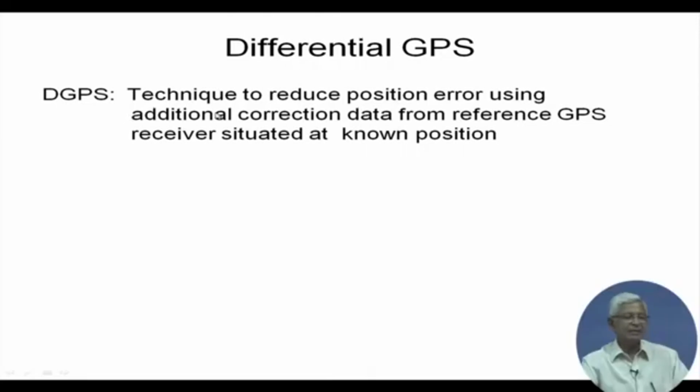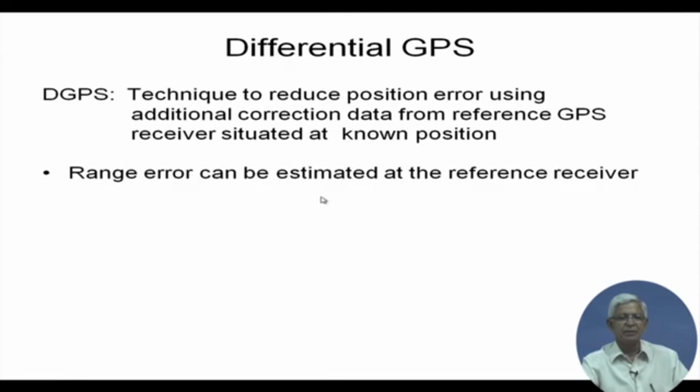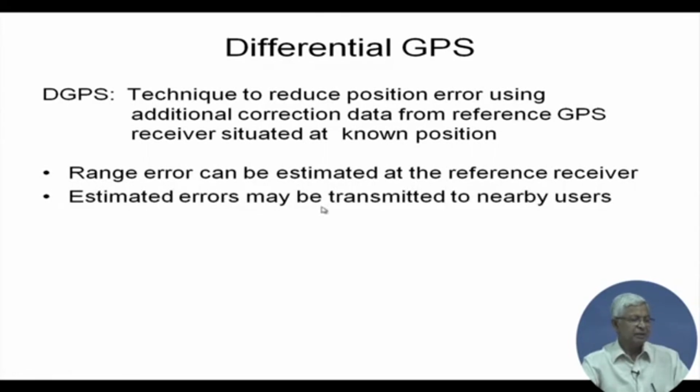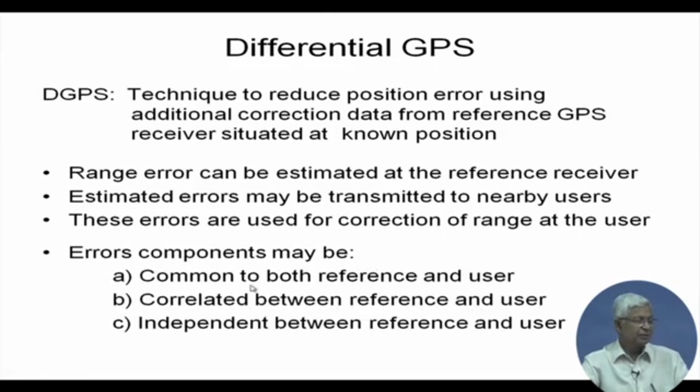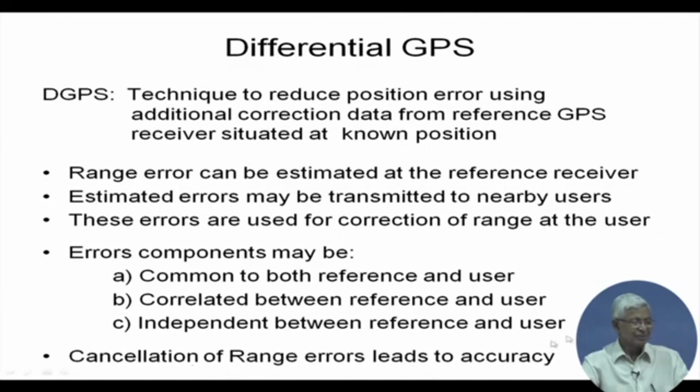Now, differential GPS techniques are used to reduce the position error using additional correction data from a reference GPS receiver situated at a known position, a previously estimated, well surveyed point. Range error can be estimated at the reference receiver. The estimated error will be transmitted to the nearby user, and these errors are used for correction of the range at the user. The error components may be common to the reference as well as the user, correlated, or independent. Let us see. DGPS does not correct all the errors. There are 3 types of error components, and cancellation of the range errors leads to the accuracy.